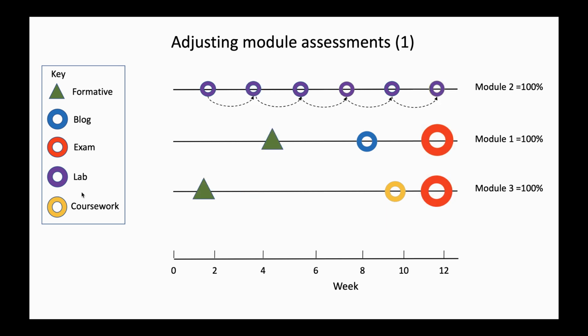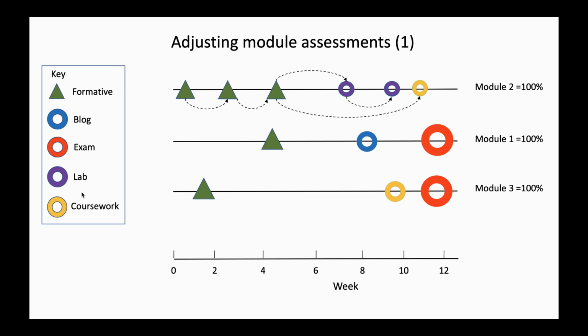Let's start with Module 2. Could we introduce low-stakes formative assessments for the lab reports so students can practice skills? We could change the weighting of the remaining lab reports and perhaps introduce a piece of capstone coursework. We can also adjust the timing so the assessment isn't bunched with assessments in other modules.